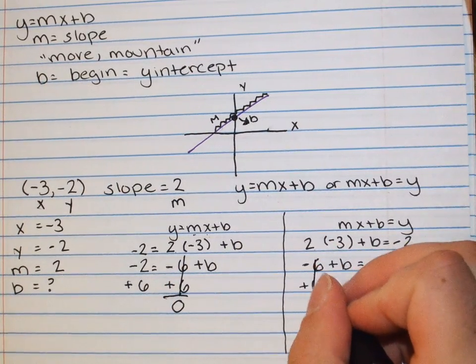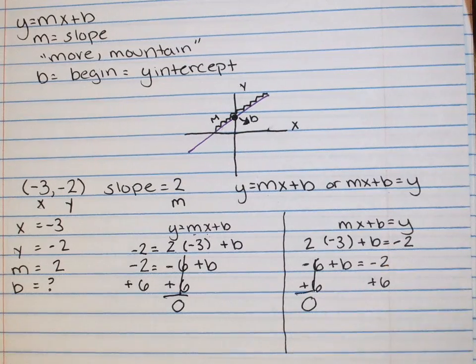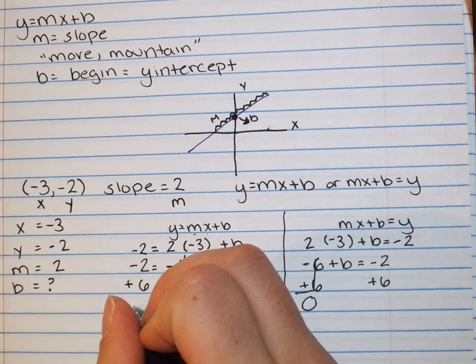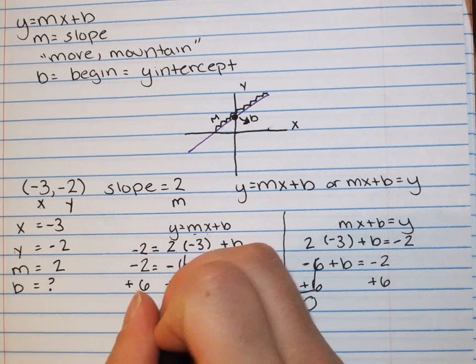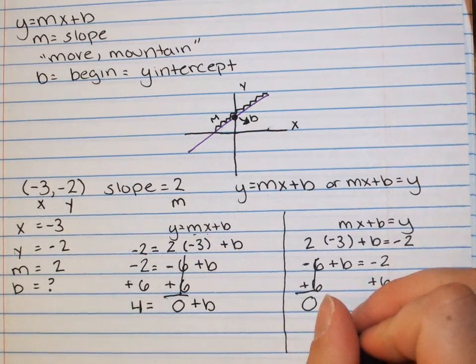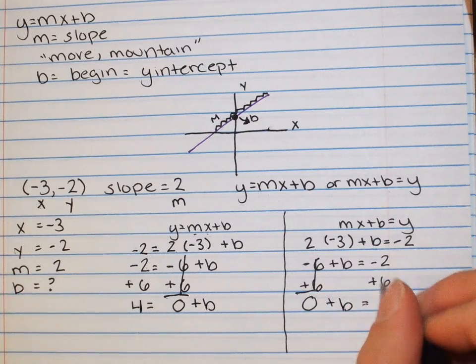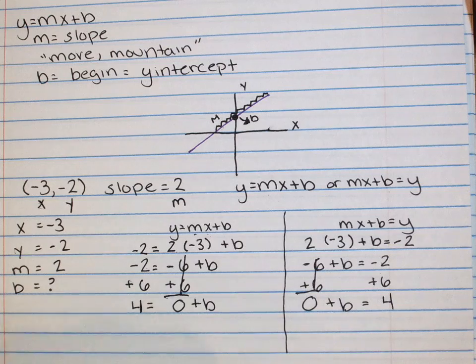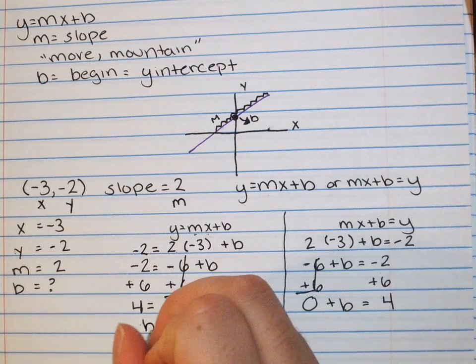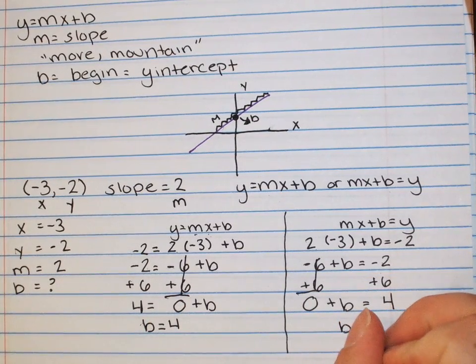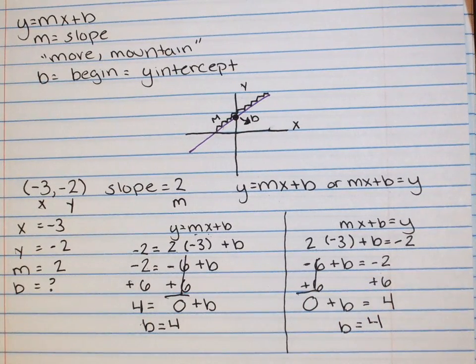-6, +6, 0. -2 plus 6 is +4. So 4 equals 0 plus b. 0 plus b equals -2 plus 6, which is +4. Well, 0 plus anything is what it is. So in this case, b equals 4, and over here, b equals 4. So no matter what, b equals 4.